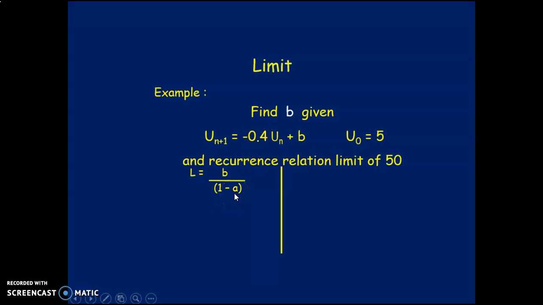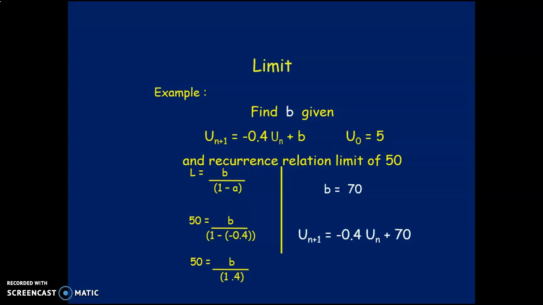So we'll substitute these in. So L is 50. a is negative 0.4. Simplify this on the bottom, I'm going to get 1.4. I'm going to multiply both sides by 1.4, and when I do, I'll get my b value, which is 70. So my recurrence relation here is negative 0.4 un plus 70.